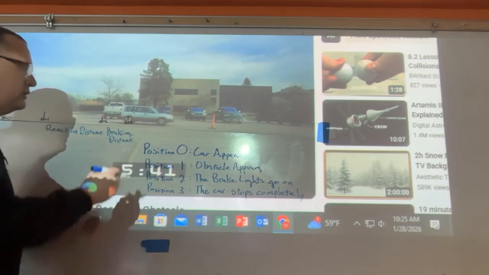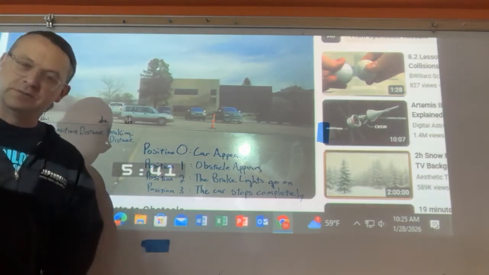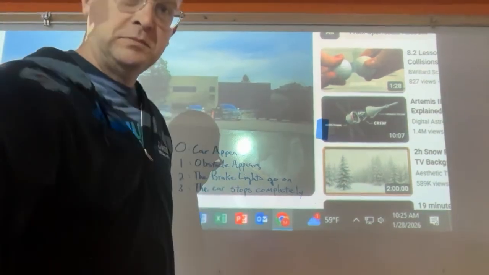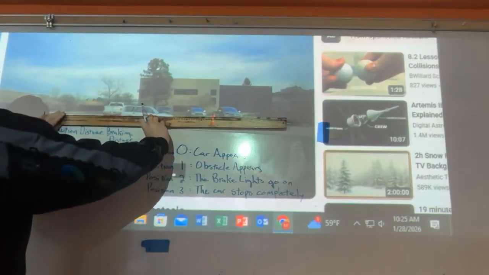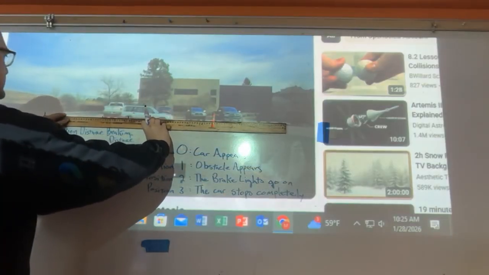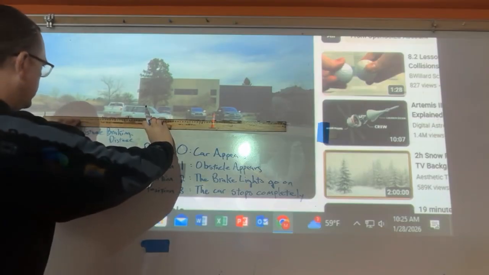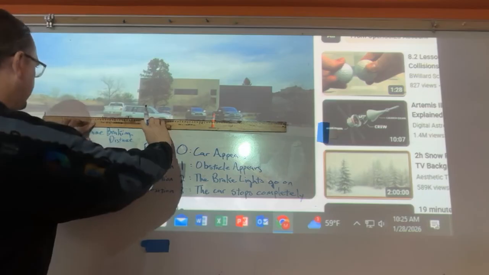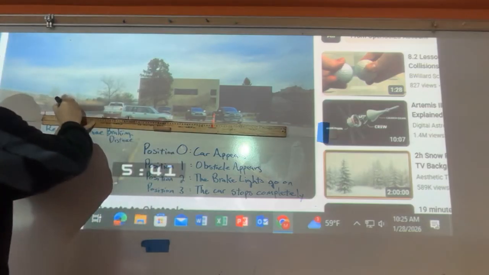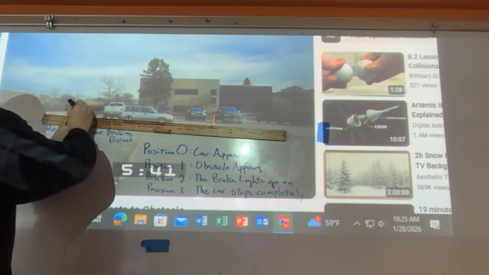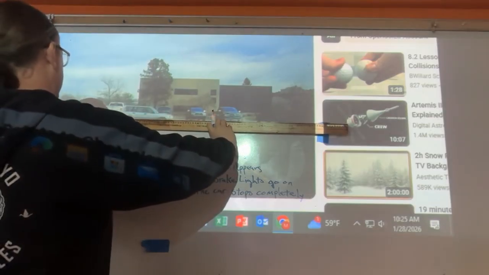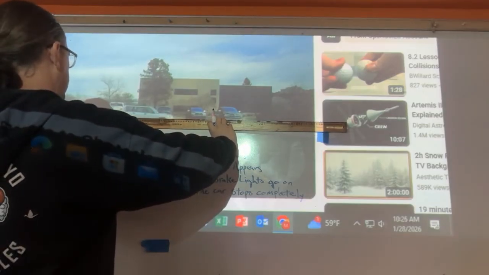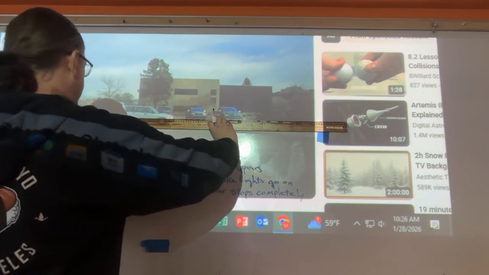Let's measure those 2 intervals. The reaction distance from point 1 to point 2 is 24.5 centimeters. The braking distance from point 2 to point 3 is 11 centimeters.